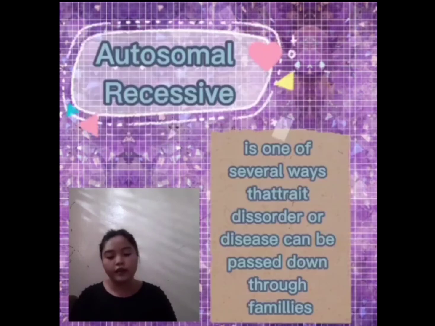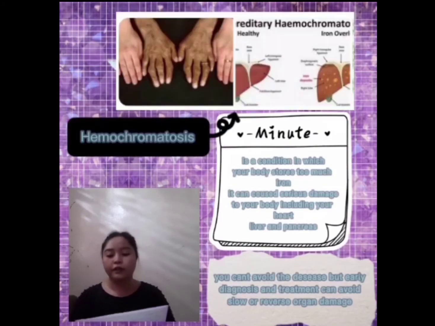The other one is the autosomal recessive. Autosomal recessive is one of the several ways that a trait, disorder, or disease can be passed down through families. Under this, we have hemochromatosis. Hemochromatosis is an iron overload. It's a condition in which your body stores too much iron, which can cause serious damage to your body, including your heart, liver, and pancreas. You cannot prevent this disease, but early diagnosis and treatment can avoid, slow, or reverse the organ damage.